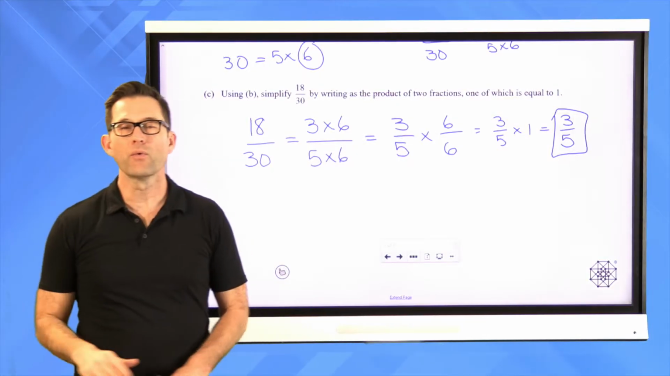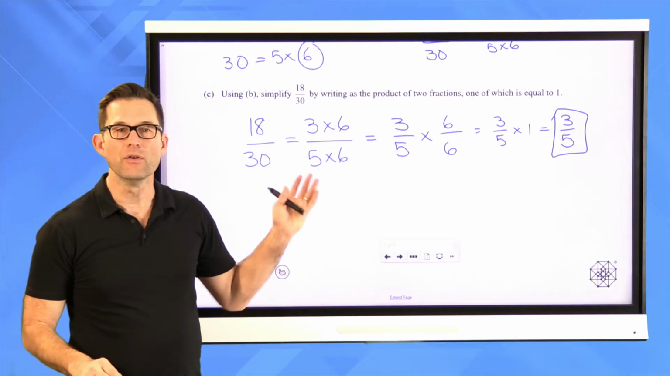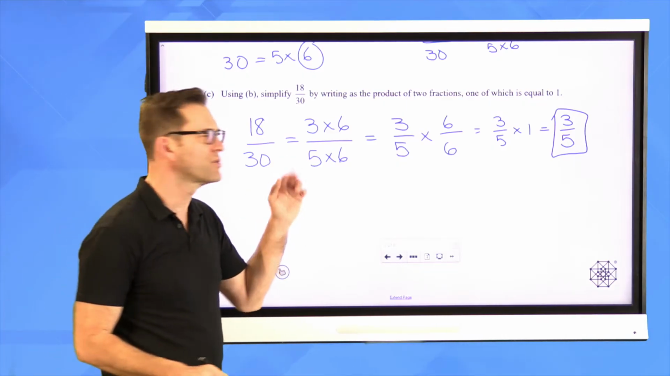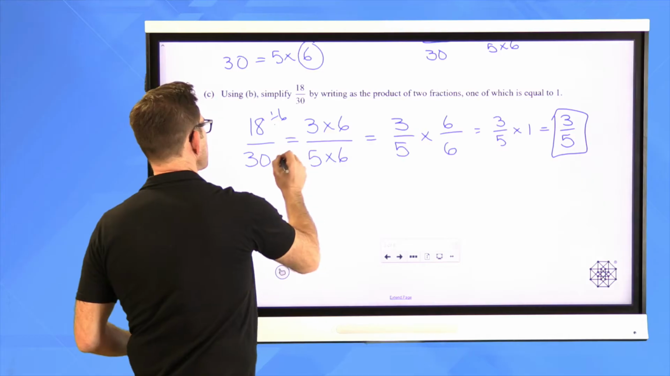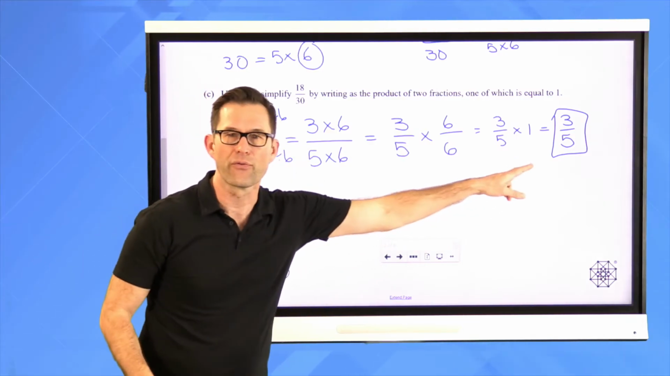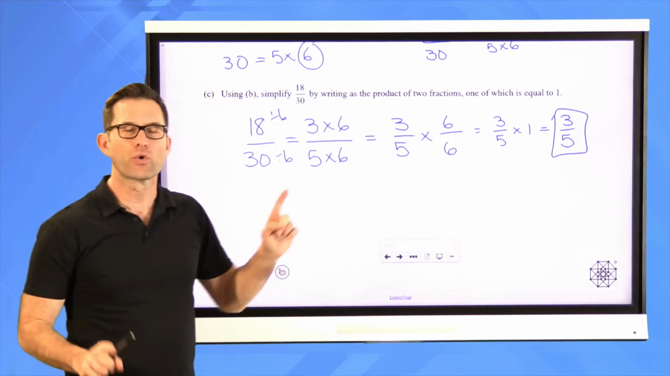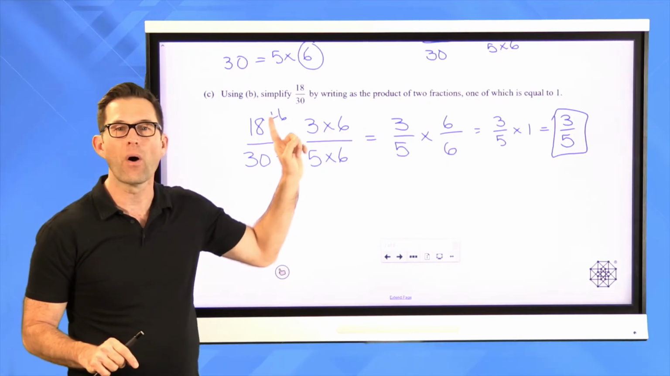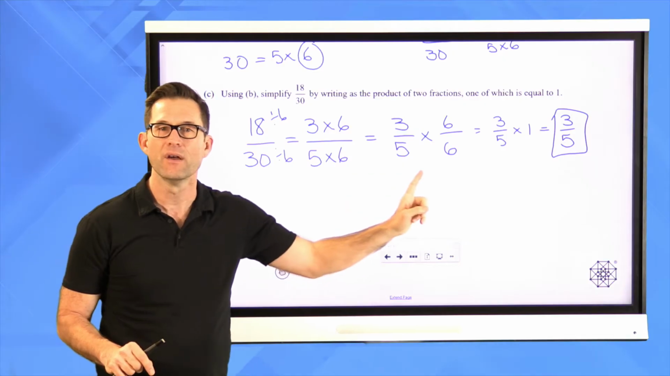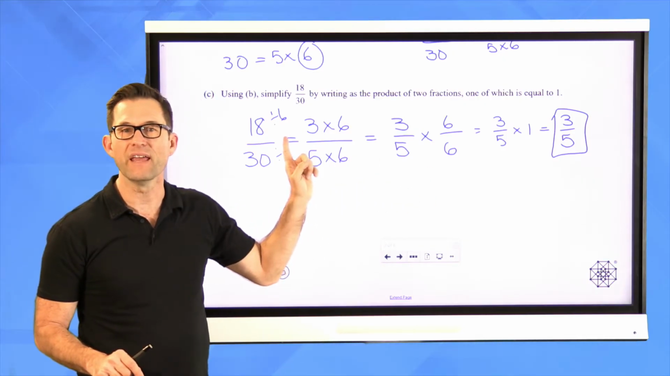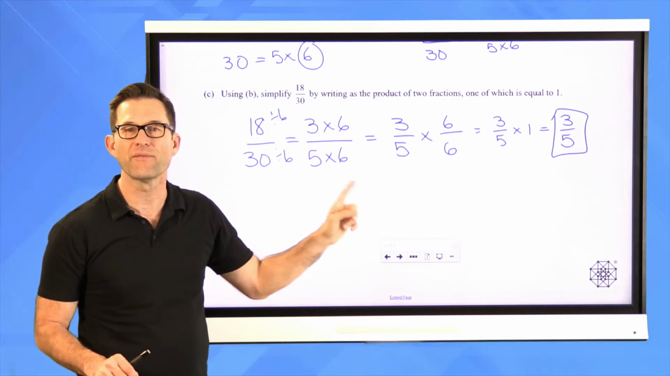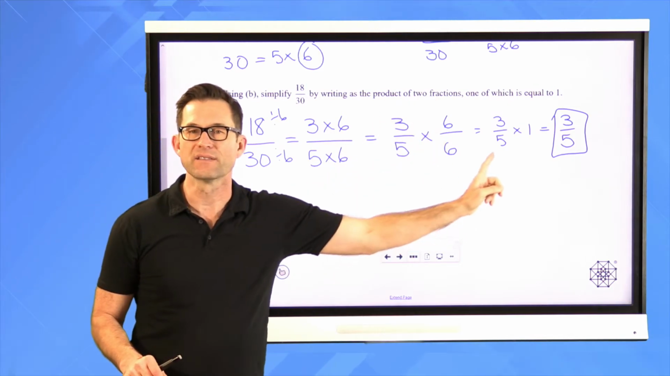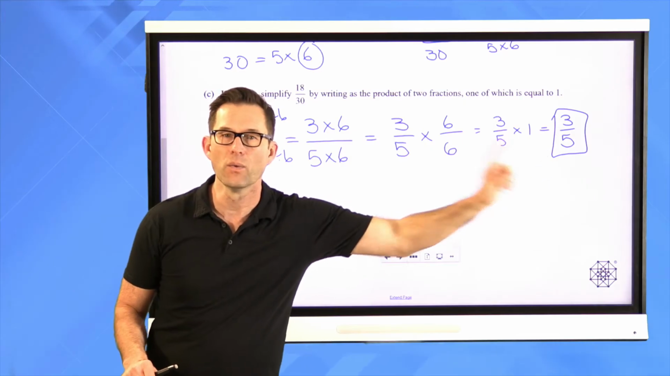Now don't get me wrong, right? The vast majority of times that you've written a fraction in simplest form, you've looked at it and you've said, all right, what's the largest number that goes into both? That's 6, and I'll just divide that out and I'll get 3/5. But what is truly going on when you've done this all along is this process. 18 is 3 times 6, 30 is 5 times 6, so that's the same as 3/5 times 6/6. That's the same as 3/5 times 1, which is 3/5.